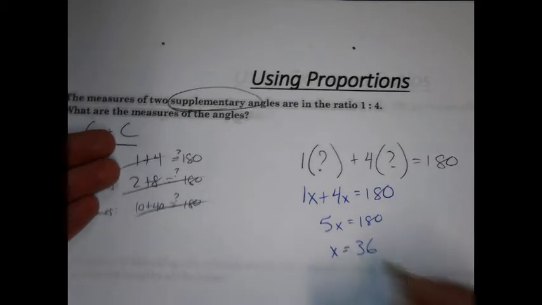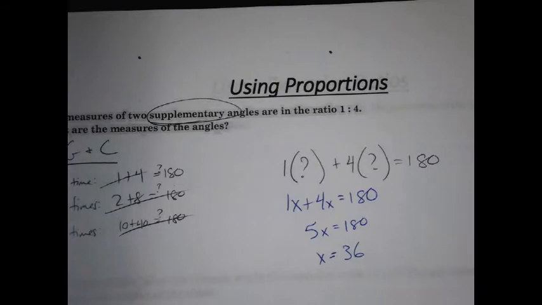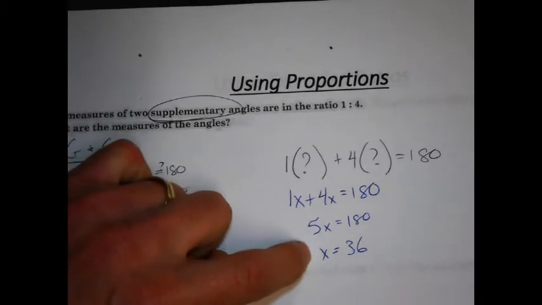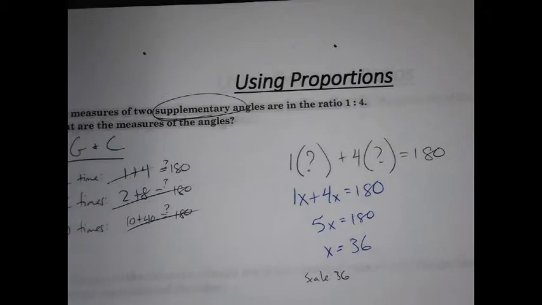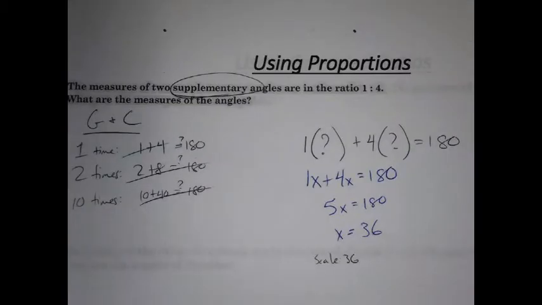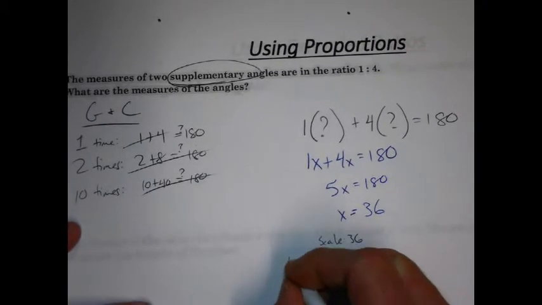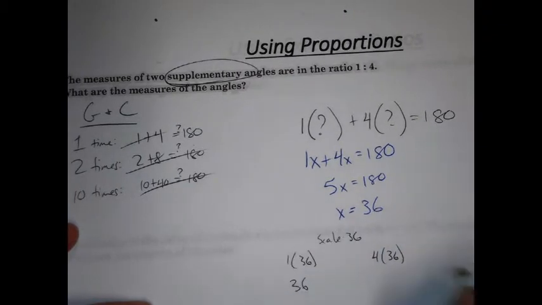So if you had guessed and checked, you'd have done 36 times. Good luck with that. But that still doesn't answer the question. That just tells us the scale factor. Okay, so the scale factor is 36. So if I have the scale factor of 36, that means I have 36 to 4 times 36. Okay, so I'm looking at 1 times 36 and 4 times 36. So I'd have 36 for one angle and then 144 for the next angle.